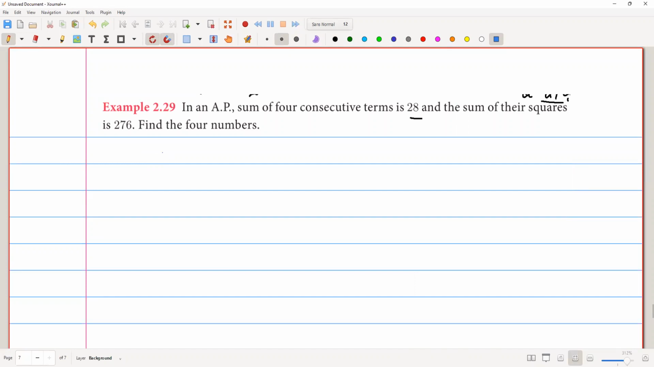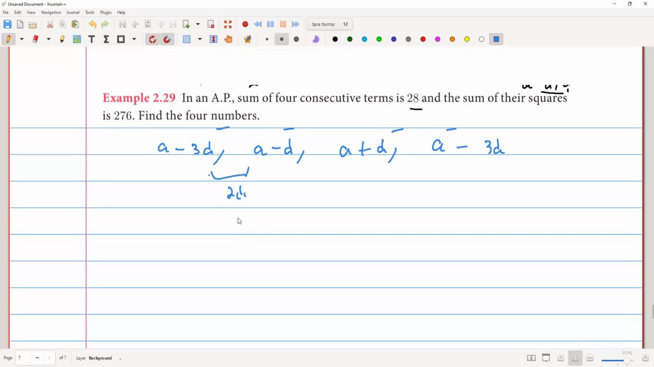So the AP would be a minus 3d, a minus d, a plus d, a plus 3d. Four consecutive terms will have common difference 2d. We have to find those four numbers. If I add them, the sum is 28: a minus 3d plus a minus d plus a plus d plus a plus 3d equal to 28.